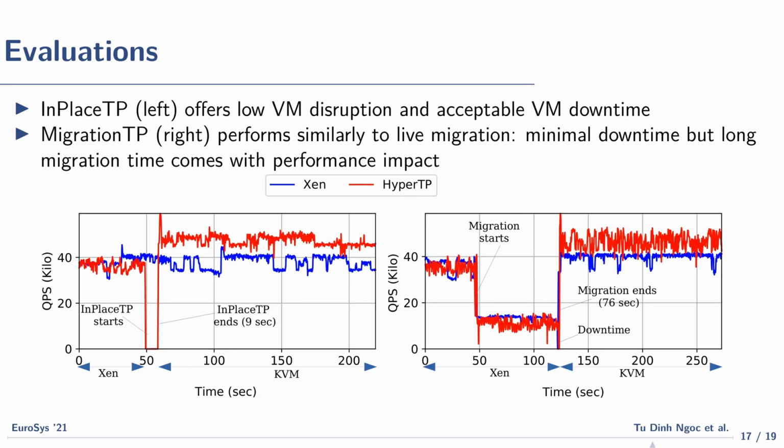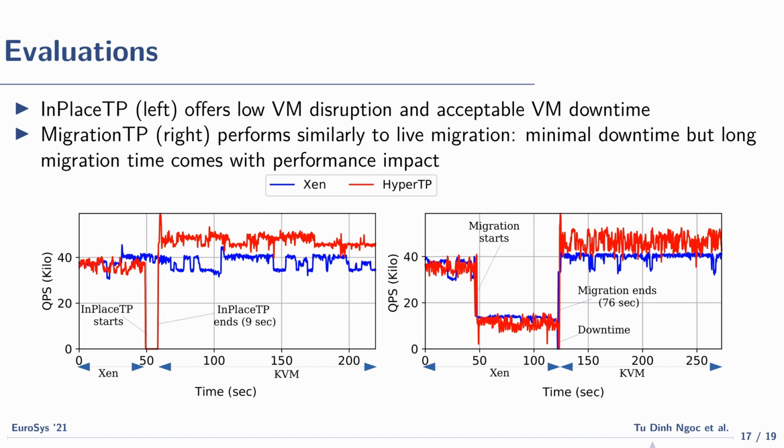Here we have a figure of Redis performance under in-place TP and migration TP to show the impact of the two solutions. The left side is comparing in-place TP to a normal VM running on Xen without any transplantation. We see here that with in-place TP, the process starts and then 9 seconds later, the VM resumes, and you don't see any impact to Redis performance before or after the transplant.